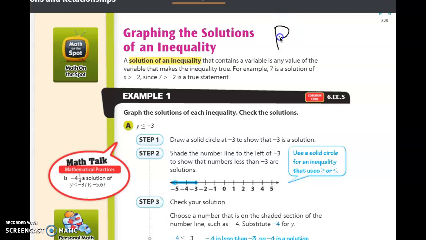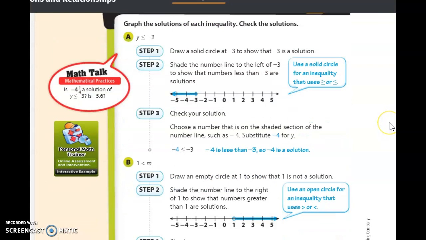All right, this is page 320. Graphing the solutions of an inequality. A solution of an inequality that contains a variable is any value of the variable that makes the inequality true. For example, 7 is a solution of x is greater than -2, since 7 is greater than -2 is a true statement. So let's look at these examples on this page to help us understand that.